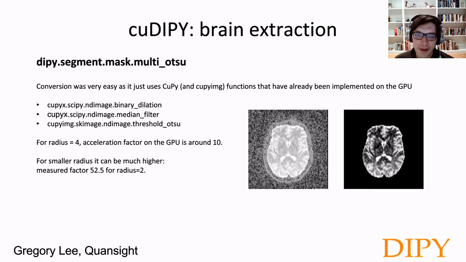With a radius of 4 on the median kernel here, the acceleration factor on the GPU is about 10 relative to the CPU version I was running, but with a little bit smaller radius, the GPU actually does a lot better relative to the CPU.